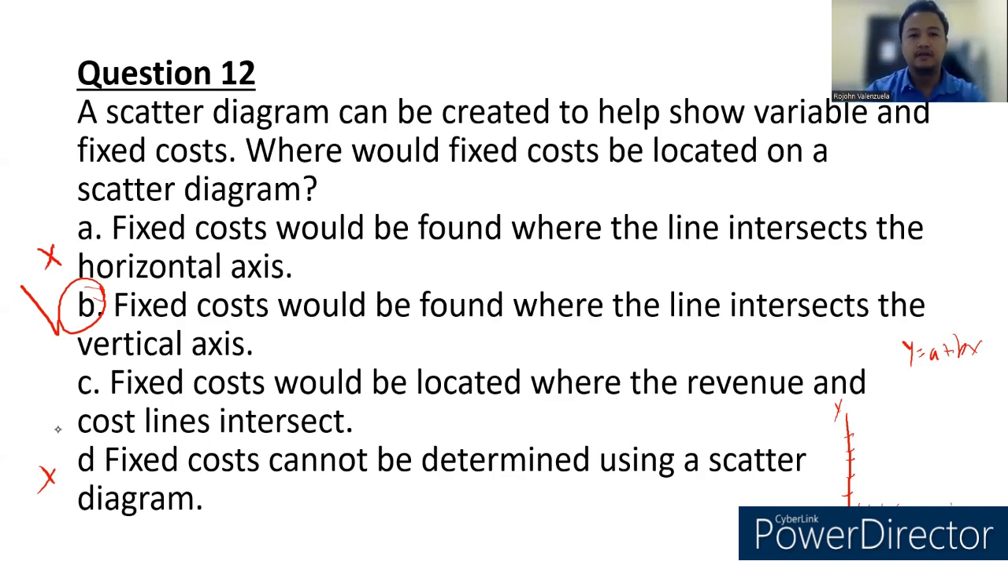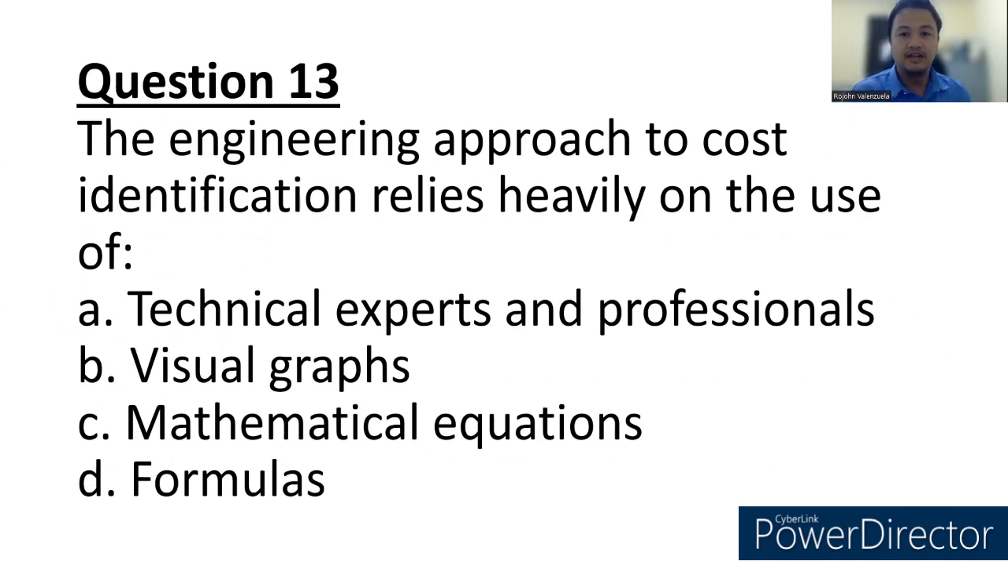Alright. Number 13. The engineering approach to cost identification relies heavily on the use of A, technical experts and professionals, B, visual graphs, C, mathematical equations, or D, formulas. Ano sa tingin sagot niyo? Pag engineering approach, it's based on judgment, professional judgment. So therefore, kailangan mo ng technical experts and professionals dyan.